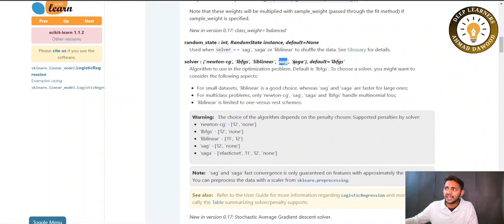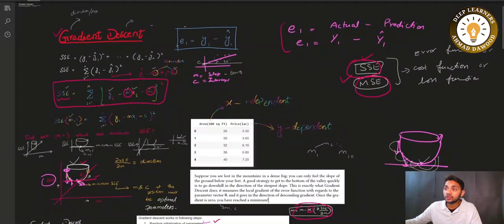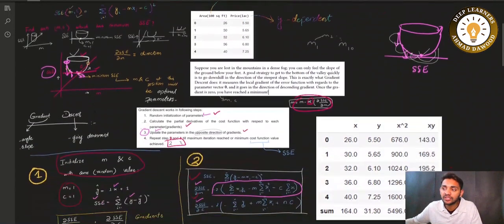So SAG, SAGA, these are actually gradient descent. SAG means stochastic average gradient descent, okay? And SAGA, stochastic average gradient acceleration method. It's an extension of SAG. So what is SAG? I will tell you. Here we were discussing gradient descent in the case of linear regression. Gradient descent can be of multiple types, that we have discussed.